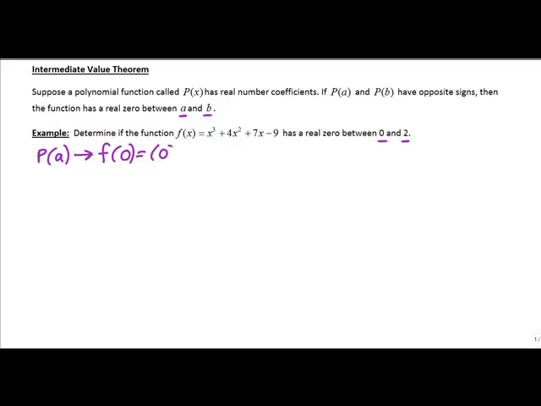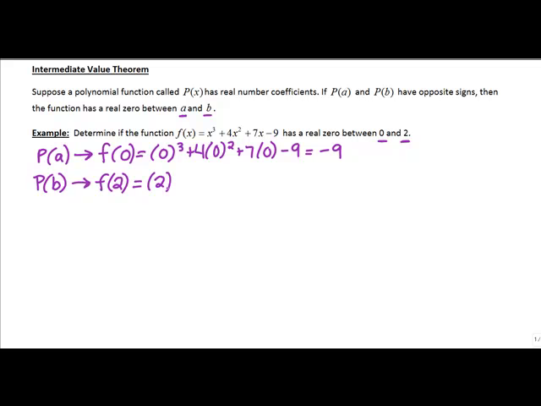So let's go 0 cubed plus 4 times 0 squared plus 7 times 0 minus 9. Okay, all that simplifies to negative 9. So that's a negative number. We're looking to see if we're going to end up with a positive when we evaluate p of b. Okay, so for our function f here, b is going to be this 2. So we'll do f of 2.